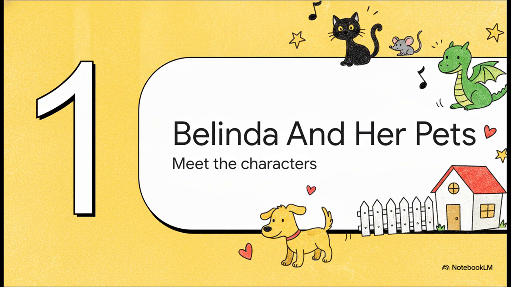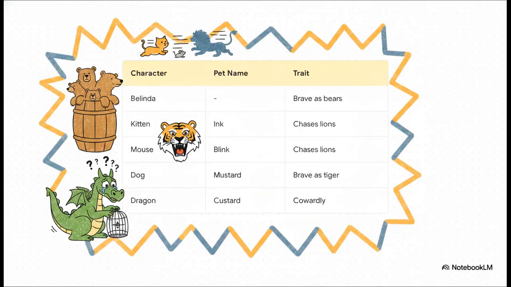Right then, let's jump straight into section 1, meet Belinda and her pets, setting the stage in that famous little white house. Mapping out these characters is an absolute goldmine for your exam. You've got to memorize the cast and their supposedly defining traits because this is the core irony of the entire poem. Think about it. Belinda is described as being brave as a barrel full of bears. Ink the kitten and Blink the mouse supposedly chase actual lions down the stairs. Mustard the dog is brave as a tiger in a rage.